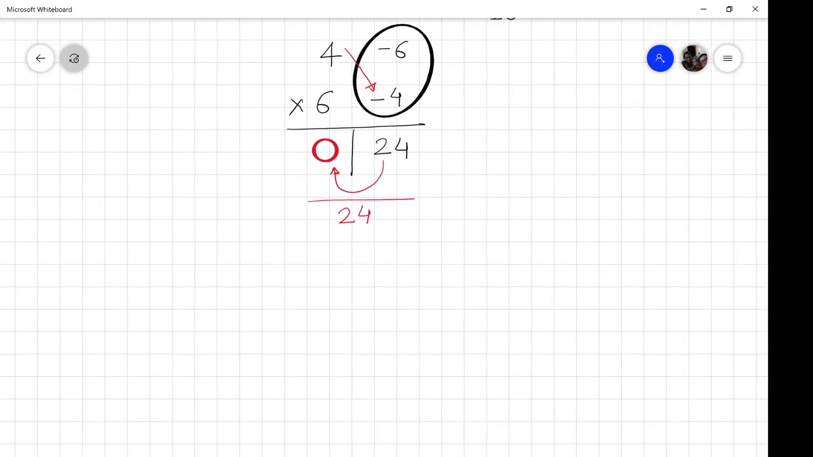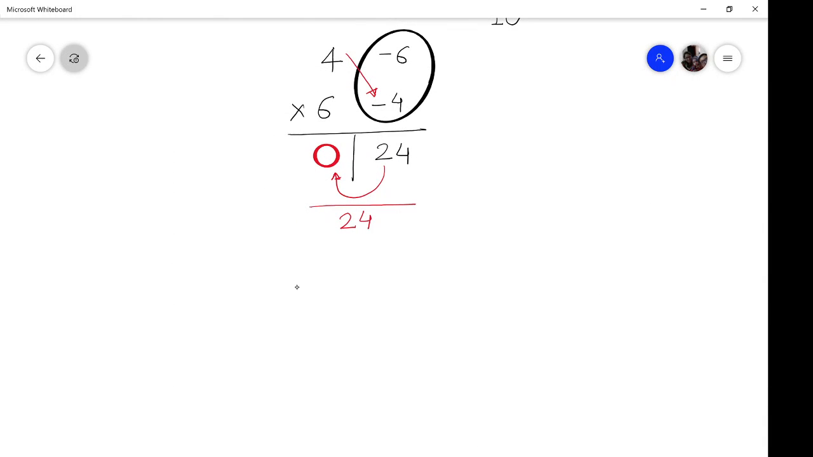Again, let us take one more problem. Let us say we are multiplying 7 by 2. Then 7 differs by how much? Minus 3, and 2 differs by minus 8.